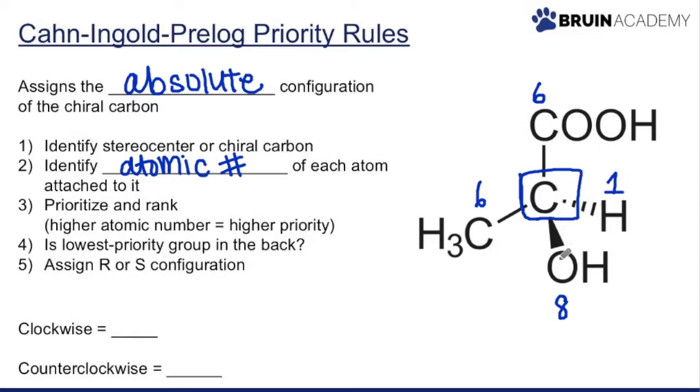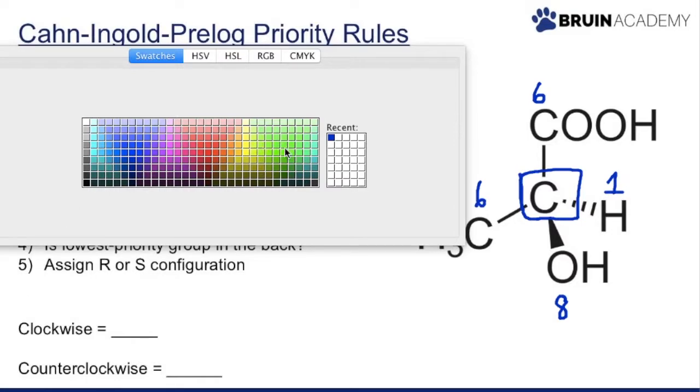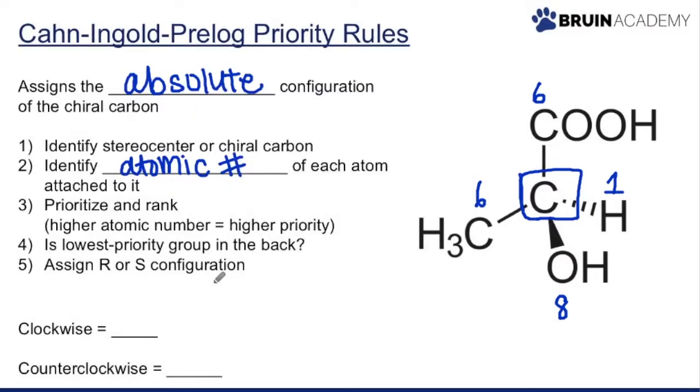I'm going to change my pen color here so we can see this a little bit better. Looking at this, you'll see that the highest priority one that's attached to the carbon is this oxygen here. So this will be assigned a 1 for number 1 priority. Next, we have 2 carbons that we need to consider, and they're both of course 6 as their atomic number since they are the same element.